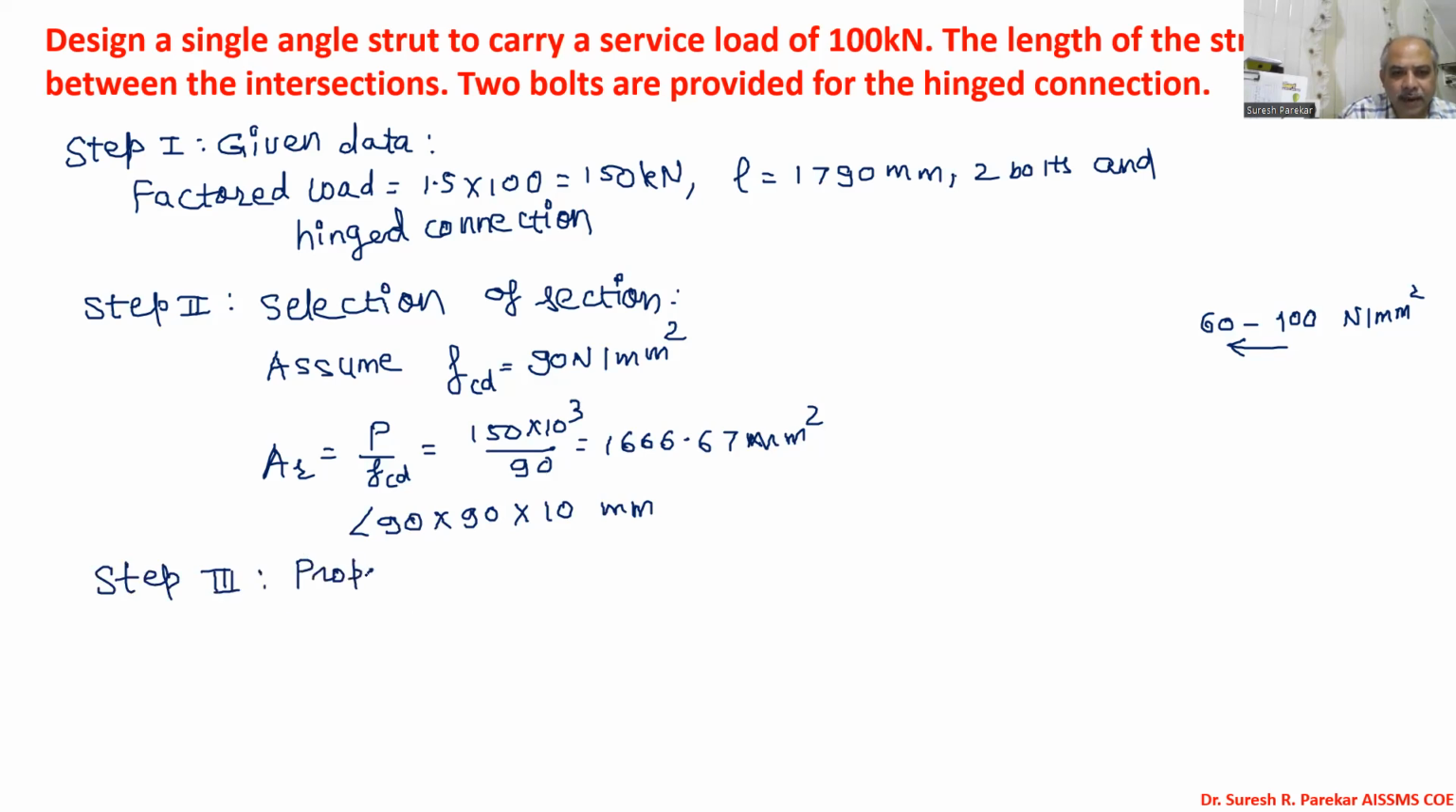Then we have step 3, properties of section. We have given A as 1700 mm square. Then we have r_vv, that is 17.4 millimeters. So now we require these two main values. Now knowing this, we go to the next step.